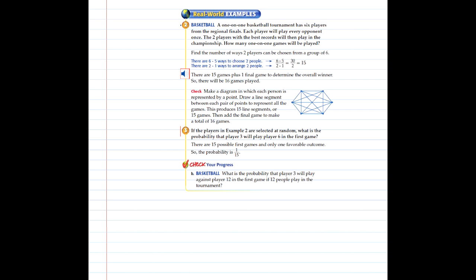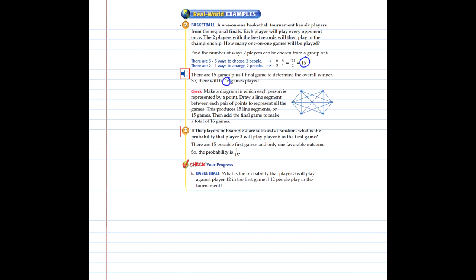A one-on-one basketball tournament has 6 players from the regional finals. Each player will play each opponent once. The 2 players with the best records will then play in the championship. How many one-on-one games will be played? Find the number of ways 2 players can be chosen from a group of 6. Well, 6 ways to pick the first person, 5 ways to pick the second person, 2 ways to arrange the first person, 1 way to arrange the second person, gives us 30 divided by 2, or 15. There are 15 games plus 1 final game to determine the overall winner. So there will be 16 games played.